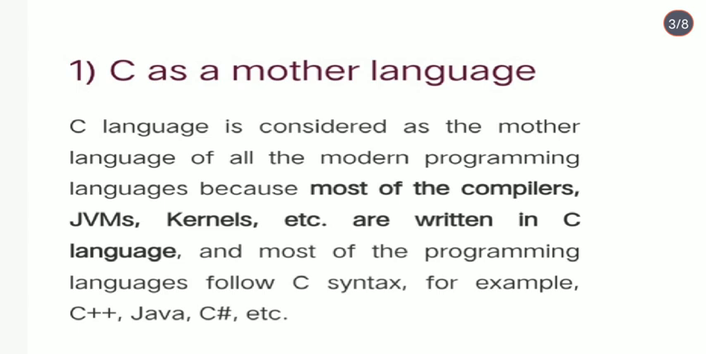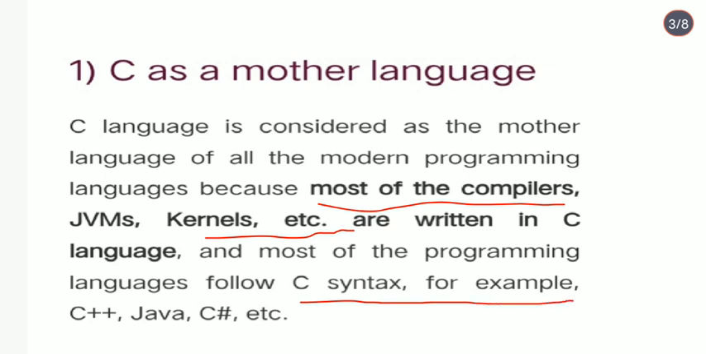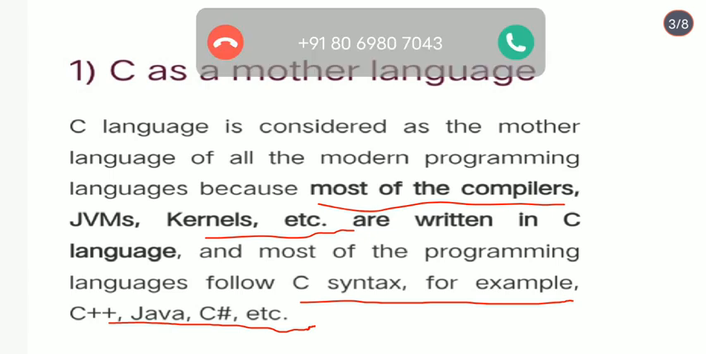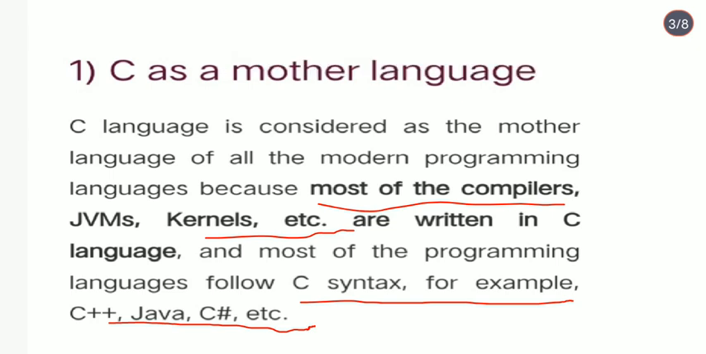C language is considered the mother language of all modern programming languages because most of the compilers, JVMs, kernels, etc. are written in C language, and most programming languages follow C syntax. For example, C++, Java, C#, etc. Friends, as I've discussed, JVMs, kernels, etc. are parts of the operating system. So these things are also motivated by the C language.